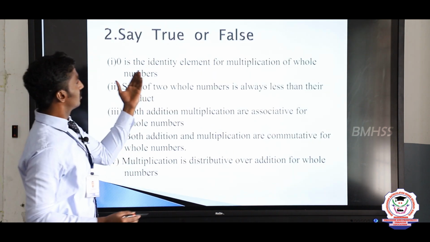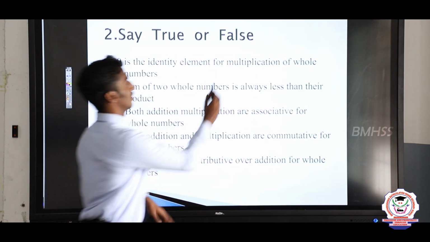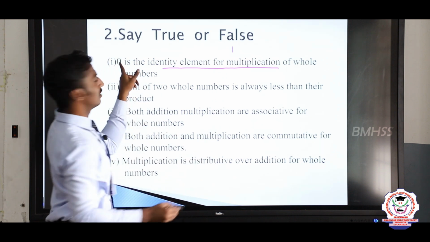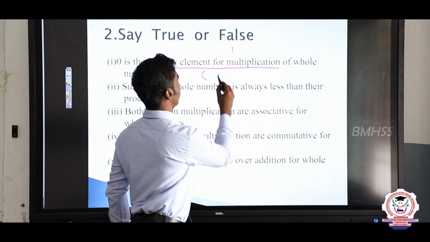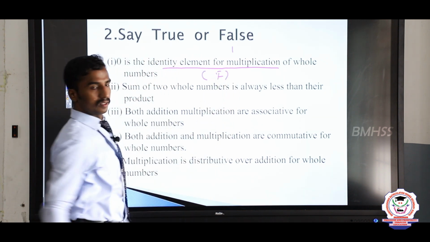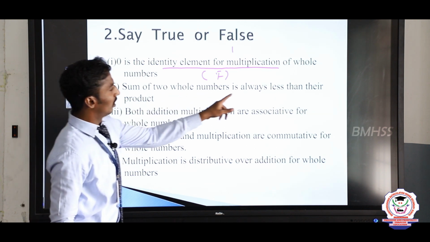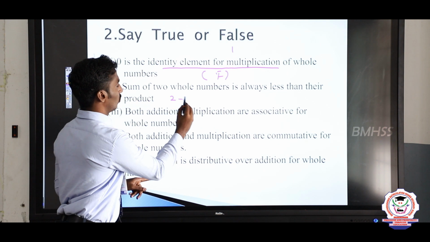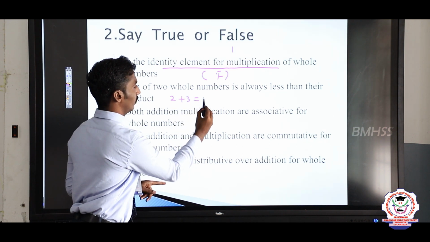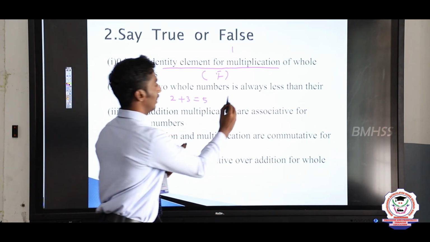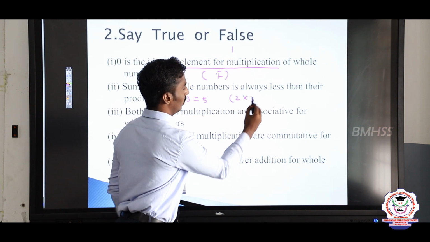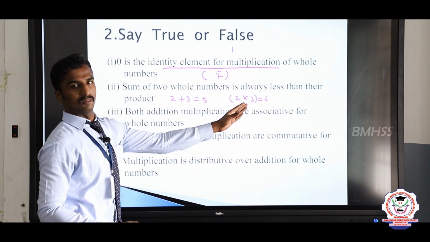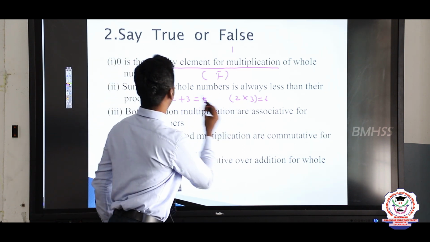Next, true or false. 0 is the identity element of multiplication. The identity element of multiplication is 1. Here given 0, so this is false. Next, sum of two whole numbers is always less than the product. 2 plus 3 we get 5. At the same time 2 into 3 equal to 6. So multiplication is the greater value. This is true.